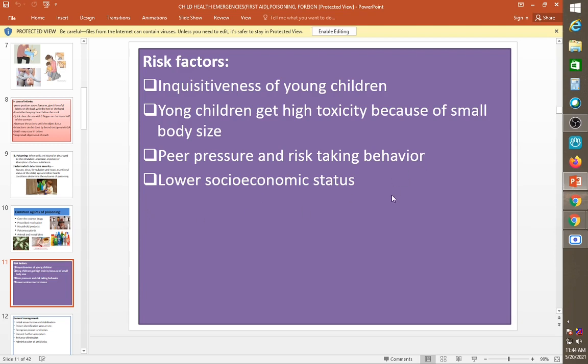Next is lower socioeconomic status. In simple terms, it is poor people. So what happens with poor people? First, they have less food to eat, and the children are hungry, so they will eat anything and everything they find lying around. Then, with lower socioeconomic status, fewer rooms will be there. Housing you have studied in community health. Suppose there are 8-9 members and little place to stay, then there will not be proper places where they can keep the medicines and things separately. Do you understand? This is how it may cause poisoning.